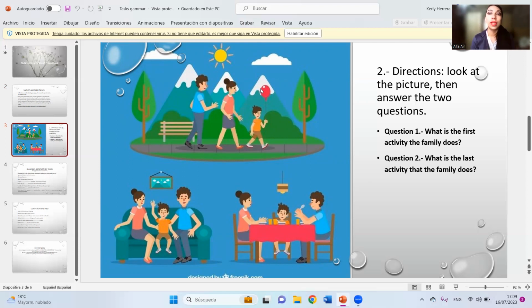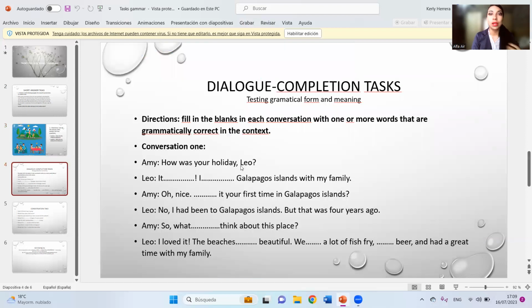Question number 1, for example, is what is the first activity the family does. Question number 2 is what is the last activity that the family does. This is the example. Okay.